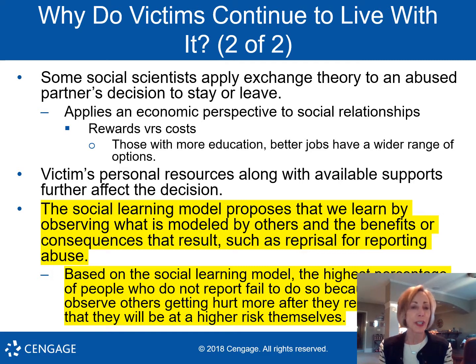The social learning model proposes that we learn by observing what is modeled by others, and the benefits or consequences that result, such as reprisal for reporting abuse. So based on that, the highest percentage of people who do not report fail to do so because they have observed others getting hurt and they see themselves at higher risk.